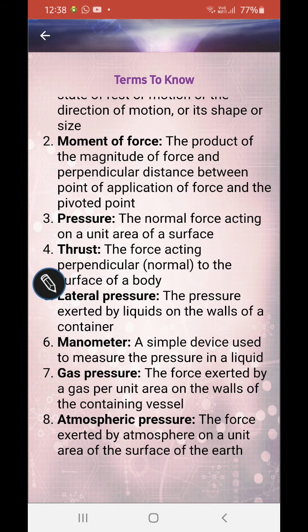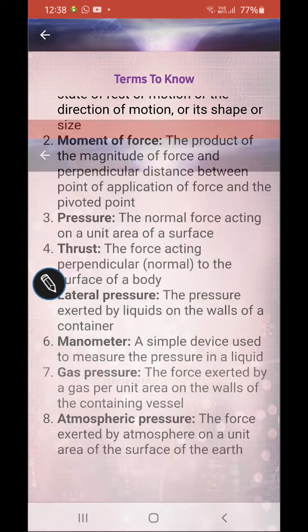Otherwise, if there was atmospheric pressure and no blood pressure, then our bodies would get crushed. If atmospheric pressure was not there, our body would burst out. And if blood pressure was not there, then our body would sink down.